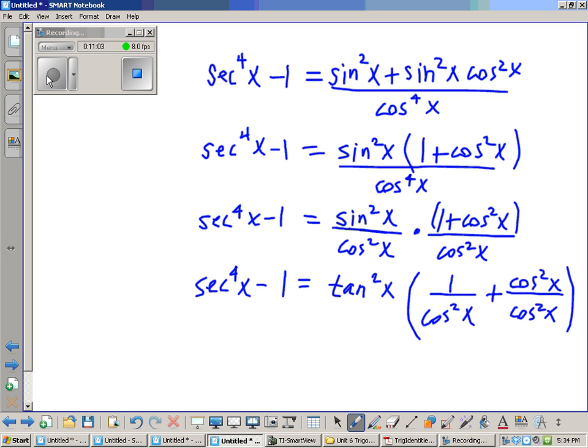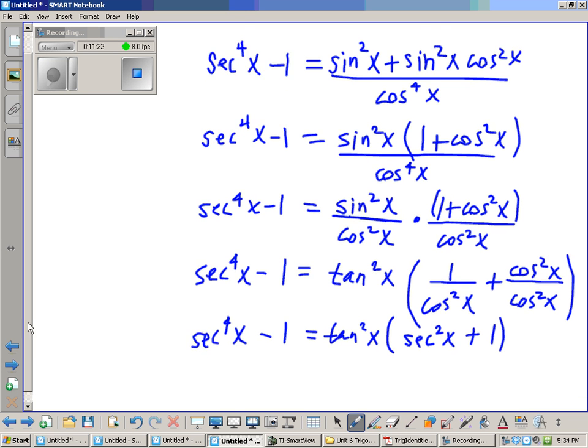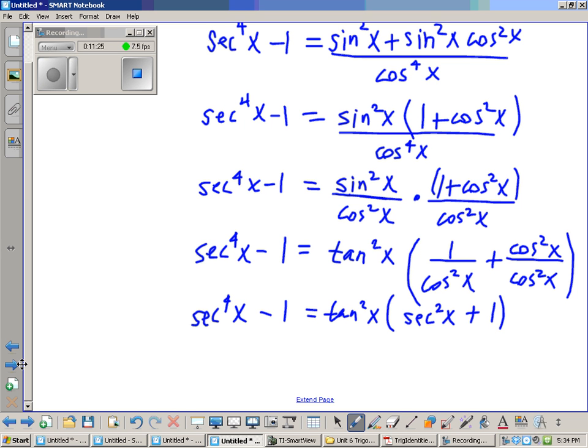Addition allows me to do that. Left side remains constant. Right side becomes tangent squared x times secant squared x for the reciprocal of cosine plus 1. Now, trig identity. What is tangent squared x equals? We know tangent squared x plus 1 equals secant squared, but if I subtract 1, then I can see that tangent squared x equals secant squared x minus 1.